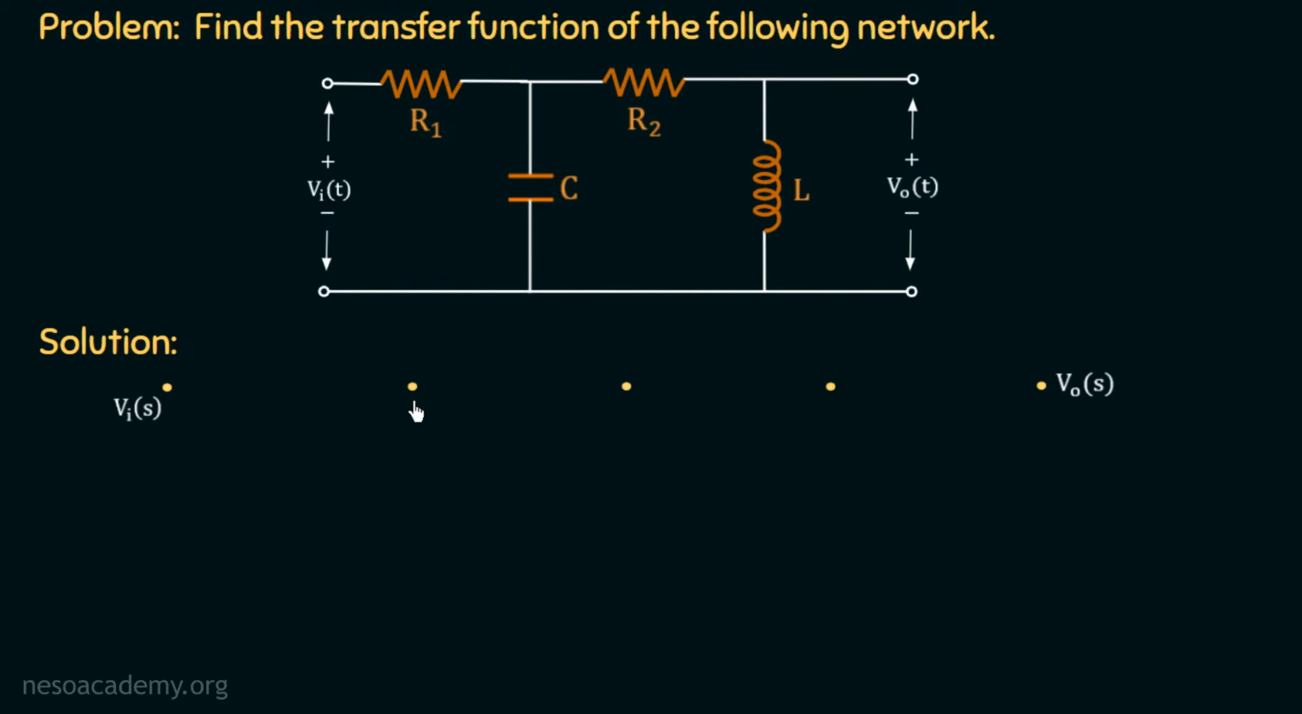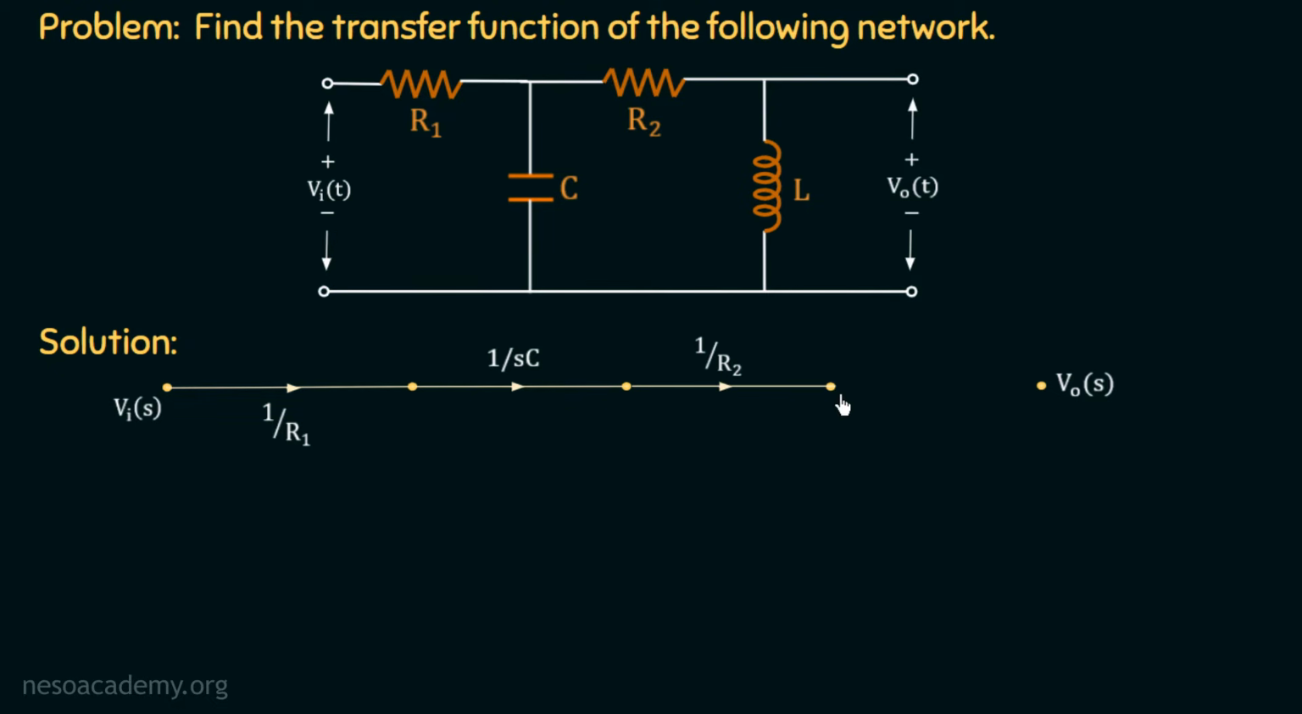So if we join these two nodes with a branch, then the branch gain will be the admittance of this resistor. So we will have the branch gain equal to 1/R1. Similarly, if we connect these two nodes, the branch gain will be the impedance of this capacitor. So we will have the branch gain equal to 1/SC, since the impedance of this capacitor will be equal to 1/SC. Now, if we join these two nodes, the branch gain will be the admittance of this third element, which is this resistor. So we will have the branch gain equal to 1/R2. Since the impedance of this resistor is R2, the admittance will be 1/R2.